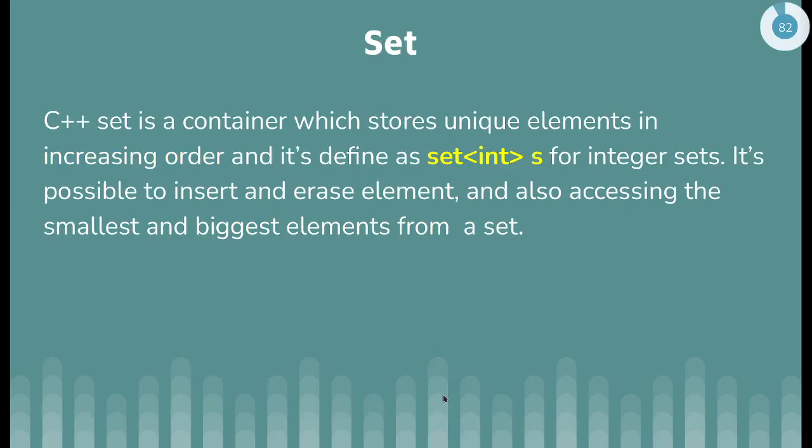Then the set is a container which contains unique elements. So every time you insert an element which is already there, it will not be added. So it will have unique elements, for example 1, 5, 10, but it cannot have 2 ones. And the set is sorted. By default it is sorted in increasing order.